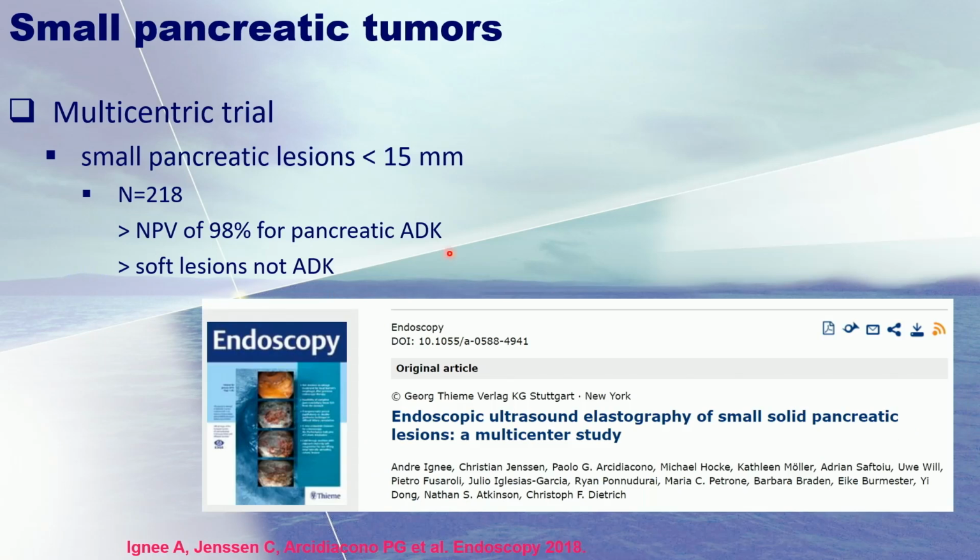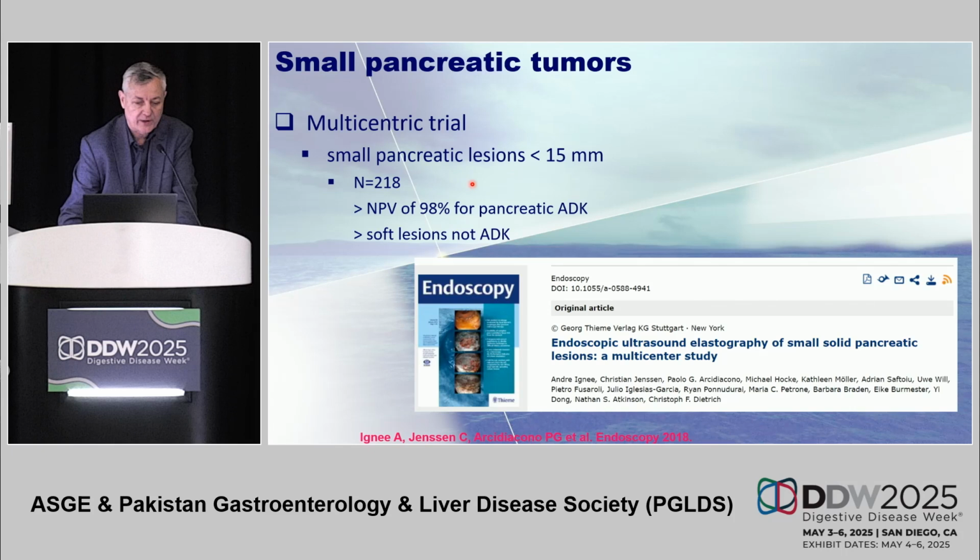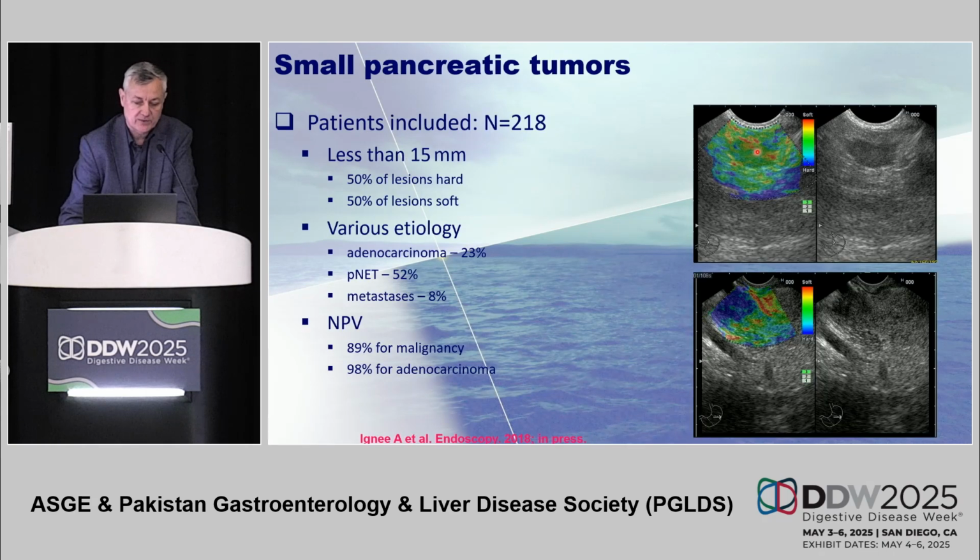So the advantage of elastography might still be in small pancreatic lesions, less than 15 millimeters, because in those lesions, the negative predictive value of elastography is very high. So you can basically exclude pancreatic adenocarcinoma if you have a soft lesion like this one. So this is an example of an insulinoma, which is really soft. This is an example of pancreatic ductal adenocarcinoma, which is really hard on elastography.